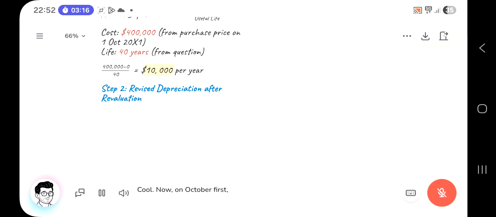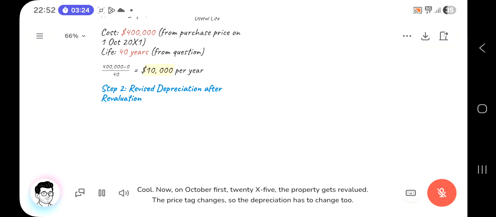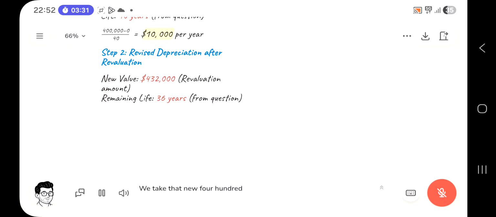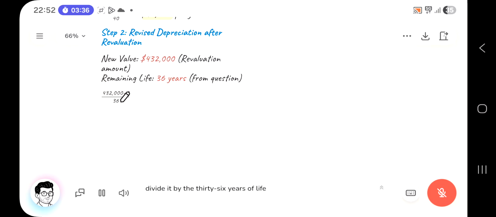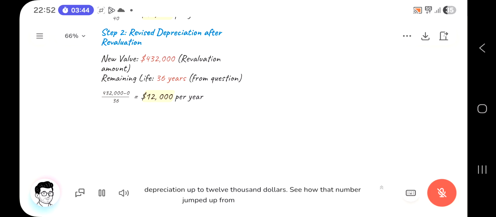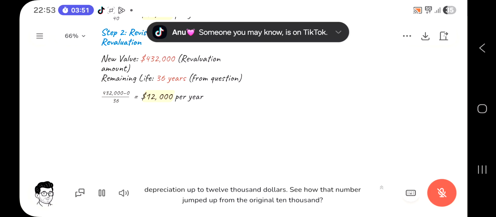Cool. Now, on October 1st, 20x5, the property gets revalued. The price tag changes, so the depreciation has to change too. We take that new $432,000 value and divide it by the 36 years of life left. That bumps our annual depreciation up to $12,000. See how that number jumped up from the original $10,000?